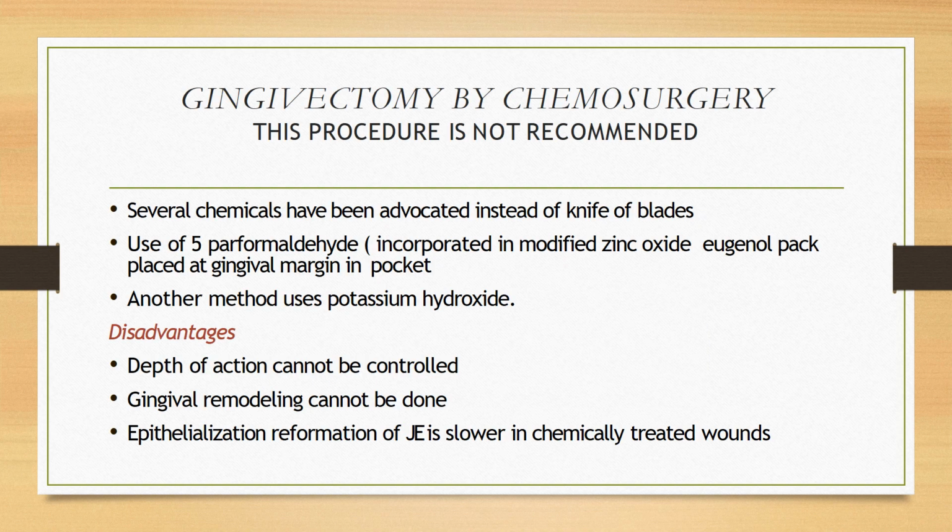Then, coming to gingivectomy by chemosurgery, this procedure is not recommended. As you know, the action cannot be controlled, gingival remodeling cannot be done, and epithelialization, the reformation of gingival epithelium, is very slow in chemically treated wounds. The chemicals used for chemosurgery include paraformaldehyde incorporated in a modified zinc oxide eugenol pack, placed at the gingival margin in the pocket, and another method uses potassium.